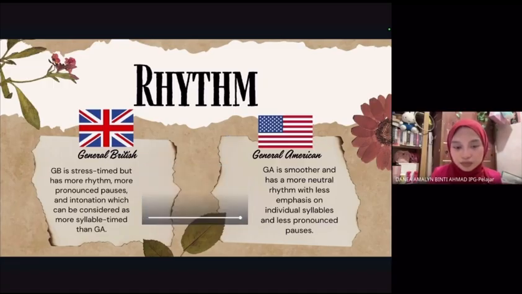Okay. So yeah, like I said, General American speakers would say something with a smoother tone, so there wouldn't be any pronounced pauses. Whereas General British speakers, you would see that they pause at certain points while they are talking, and this creates a more rhythmic speech.